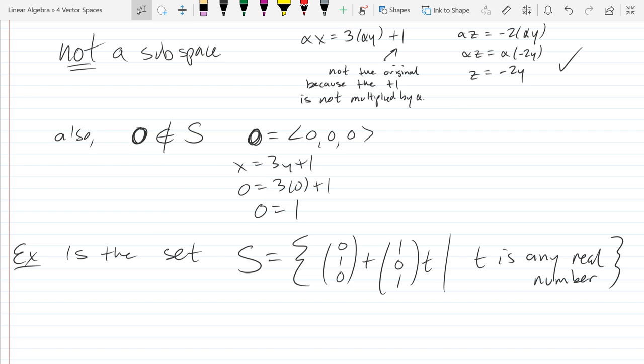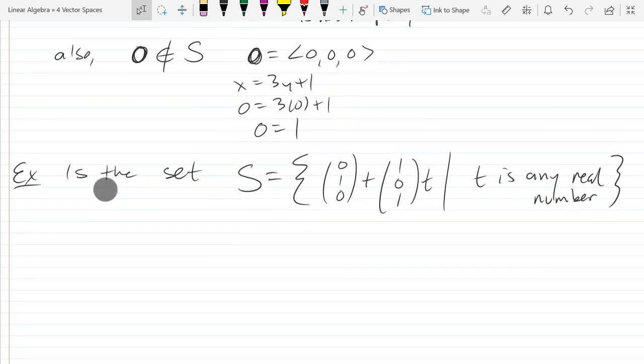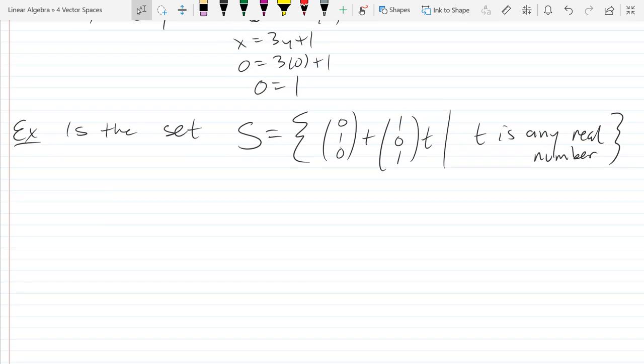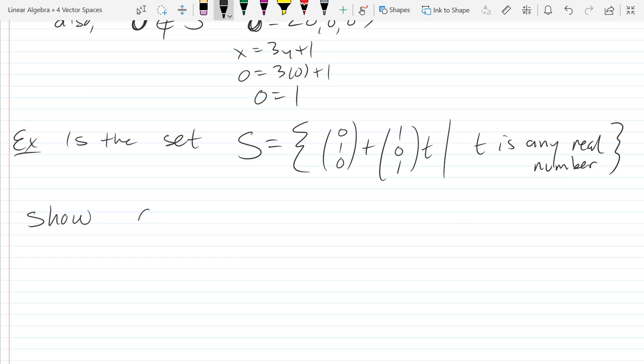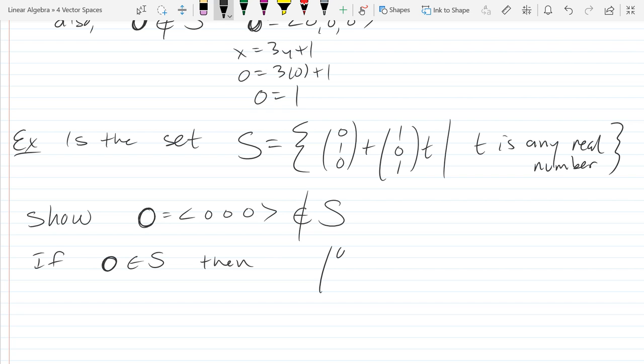So zero's not in here, but how would we show zero's not in this space? Let's show the zero vector, (0, 0, 0), is not in S. If 0 is in S, then the zero vector (0, 0, 0) would fit the form (0, 1, 0) plus (1, 0, 1) t for some t value.